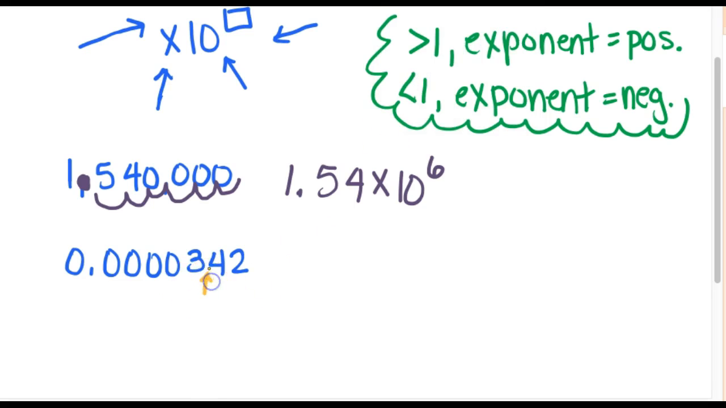I want to put my decimal right here because I know 3.42 is less than 10 but greater than 1. So then it's 1, 2, 3, 4, 5. 3.42 times 10 to the 5th because I moved it 5 times. But since our number is less than 1, I'm going to make it a negative exponent. Okay?